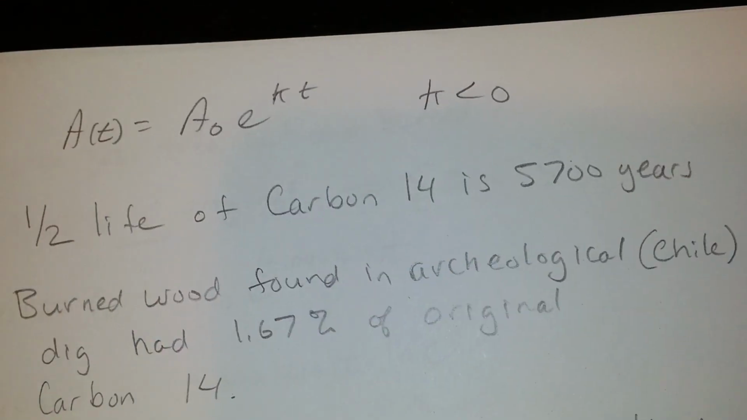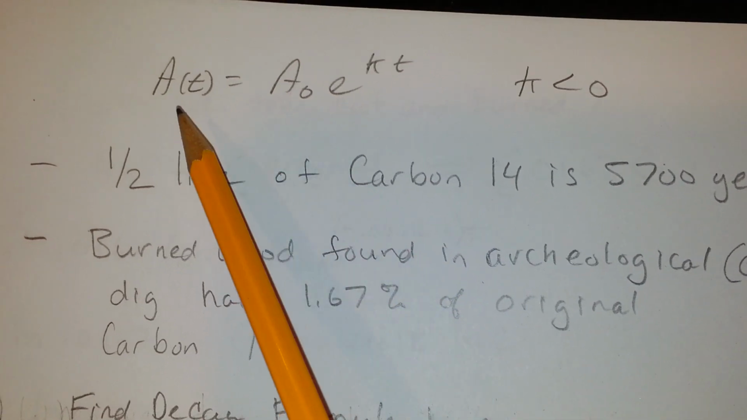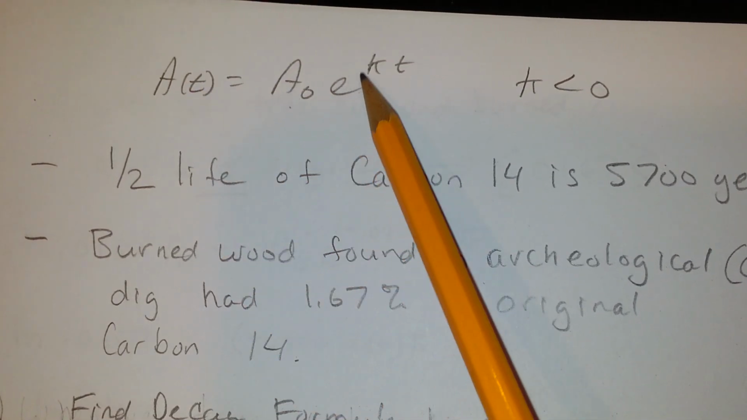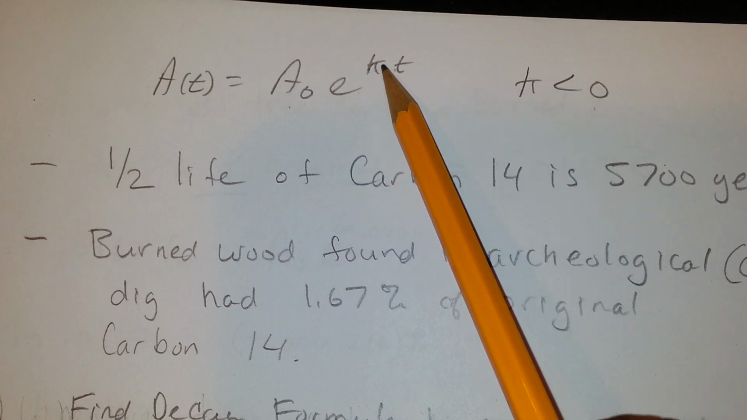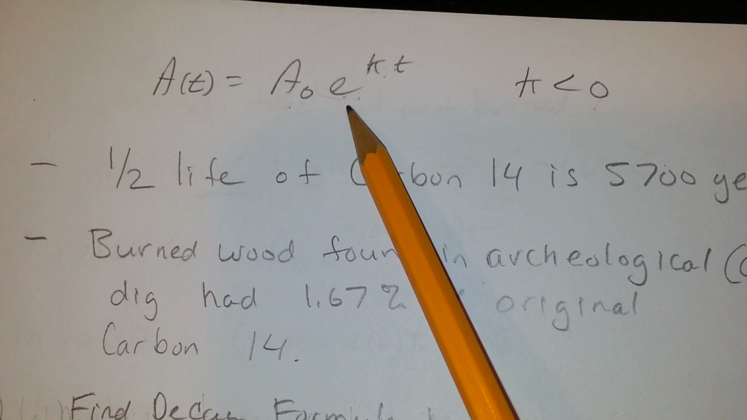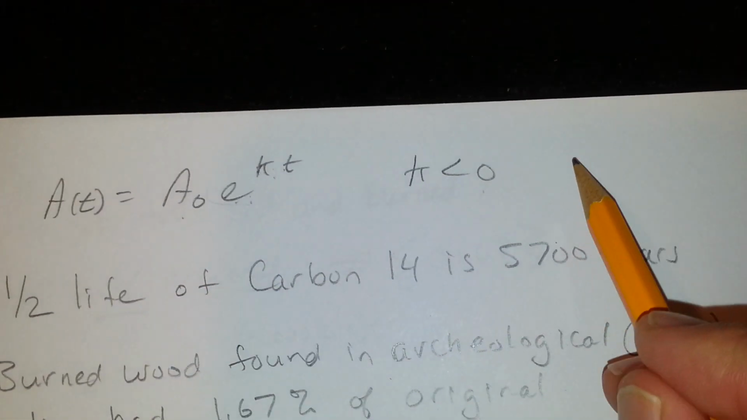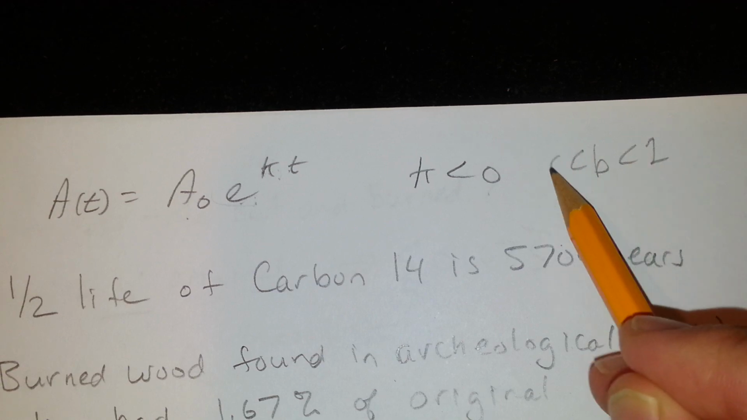Let's talk about decay now. Here's the same formula, initial amount times e to the kt, but k is a negative number now. The exponent is negative. E to the negative k just gives me a base greater than 0, but less than 1.